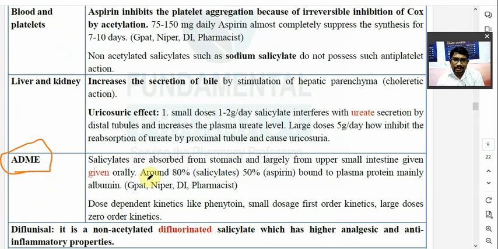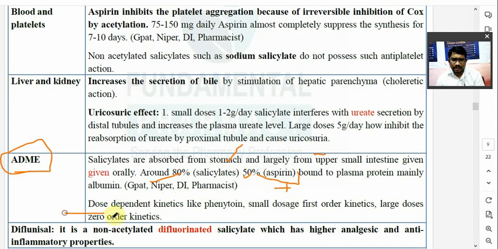So salicylates are well absorbed from the stomach as they are weakly acidic drugs. They remain unionized at stomach pH. Largely they are absorbed from the stomach and upper intestine when given early. 80% of salicylate binds to plasma protein, and 50% of aspirin binds to plasma protein, so there might be chances of protein binding drug interaction. Aspirin is incompatible with warfarin and other drugs because it will displace warfarin from the binding site.